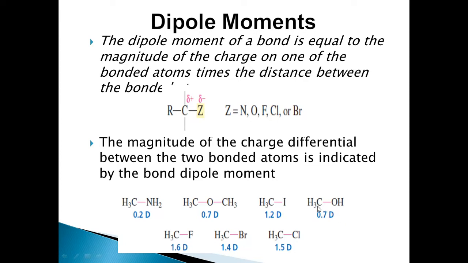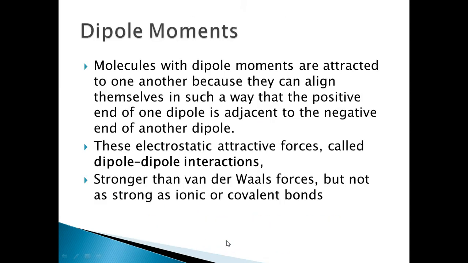For methanol, for example, the bond between carbon and oxygen has a dipole moment of 0.7 debye. In iodomethane, the bond between iodine and carbon has a dipole moment of 1.2, and so on, as you have it here. Molecules with dipole moments are attracted to one another because they can align themselves in such a way that the positive end of one dipole is adjacent to the negative end of another dipole. These electrostatic attractive forces are called dipole interactions.